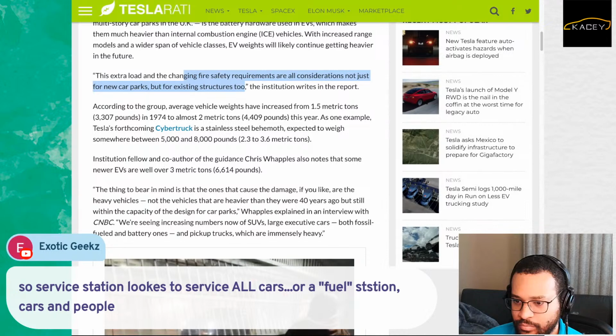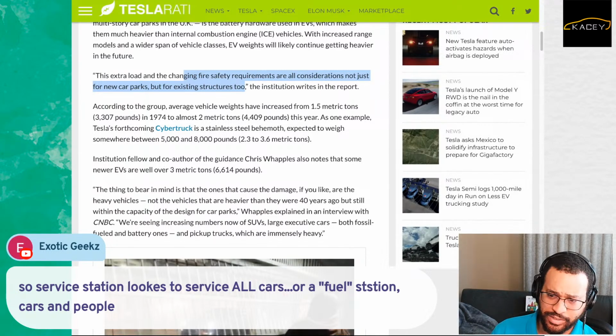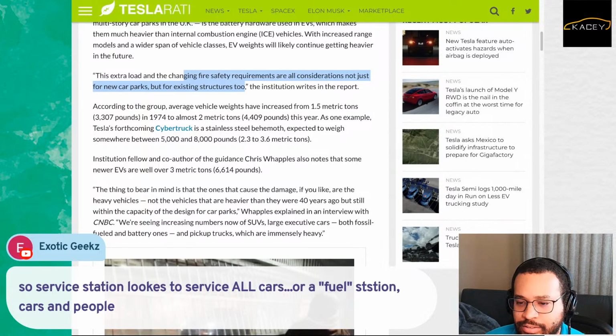One example is the Tesla Cybertruck stainless steel behemoth, which is expected to weigh somewhere between 5,000 and 8,000 pounds. Ooh. I mean, that is on the heavier side, but it's not excessive. I mean, look at what the Hummer weighs. The battery pack alone on the Hummer weighs as much as a Honda Civic. But again, that's what I'm saying, excessive and not a common case.